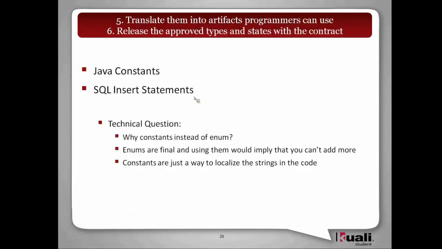Okay. So when we say configure or translate or put them into the source code tree, we really mean two different things. This is more technical, but I want you to understand that there are two different things we're doing here. One is what we call Java constants, and the other is SQL insert statements. They both are used by the programmers in different situations to do the work that the business analysts say we want done. If you want a list of the types to display on the screen, that would involve the SQL insert statement.